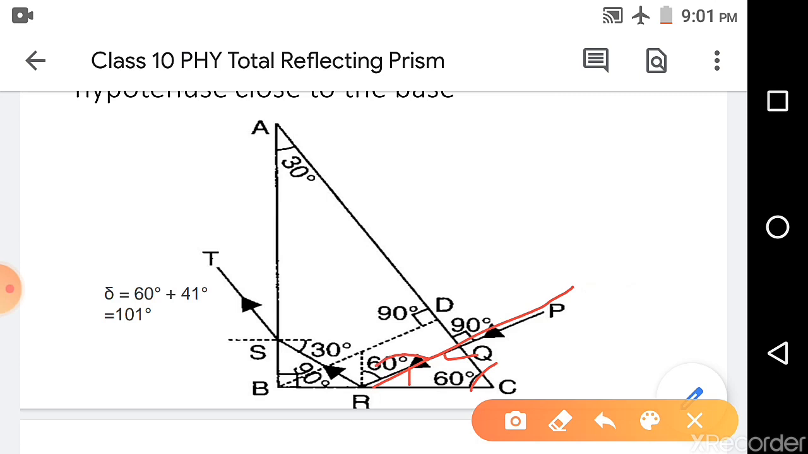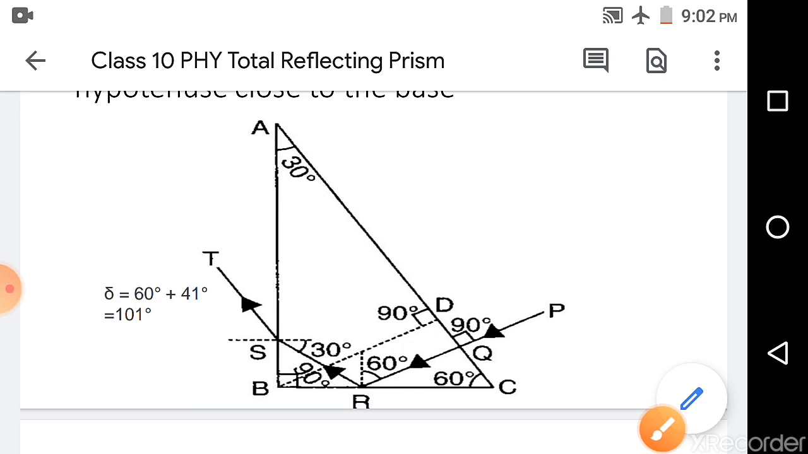So it is incident here at the point R with an angle of 60 degrees, and this 60 degrees is greater than the critical angle, so there is a total internal reflection, and the light ray is reflected toward this point, where it is incident at an angle of 30 degrees. This 30 degrees at the point S is less than the critical angle, so there is a simple refraction of light toward T. So what is the total deviation here?